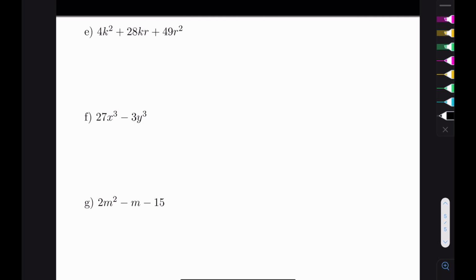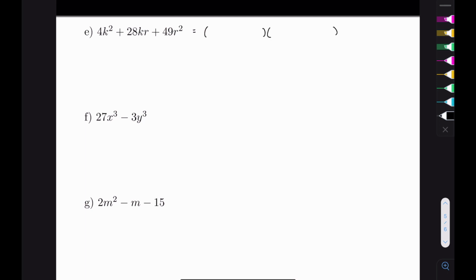So just a couple more examples that we're going to try out. We've got 4k squared, 28kr, and then 49r squared. So if I look at all the terms, they're not really seemingly divisible by something because I don't have all even numbers. The 49 throws things off a bit. But if I look at the first and last numbers, they are perfect squares.